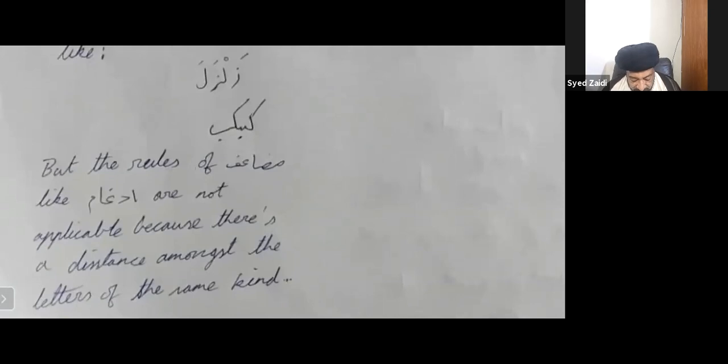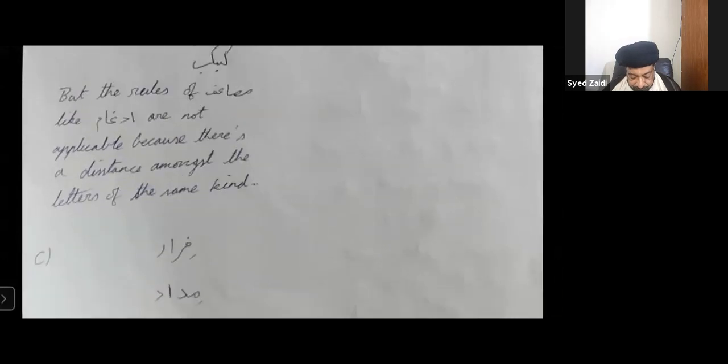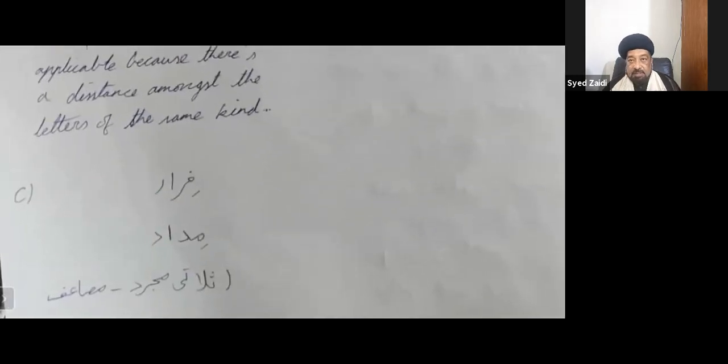Now, for example, the point C. The point C, I'd like to repeat. If you see a word like firar, or midad, now these two words are thulathi mujarrad and mudaf. Why are they mudaf? And why are they thulathi mujarrad?